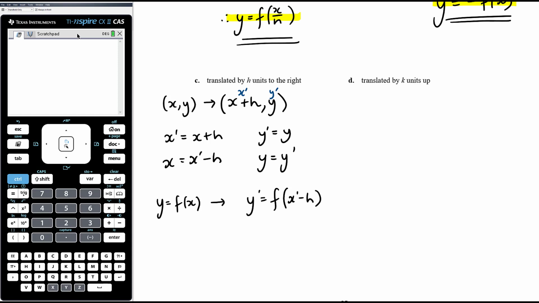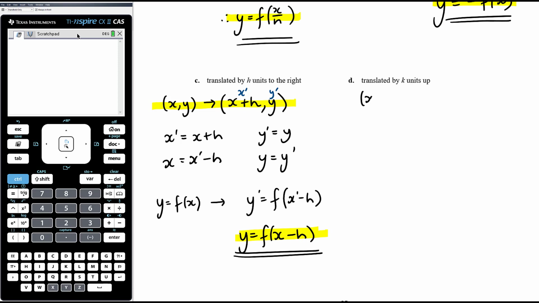And so we can lose our dashes. y equals f of x minus h is the image of the function. So if that is what happens to the point, if you add a value onto all the x coordinates, when you apply that to the function, that is what it ends up looking like. Okay. And the final one, translating k units up.